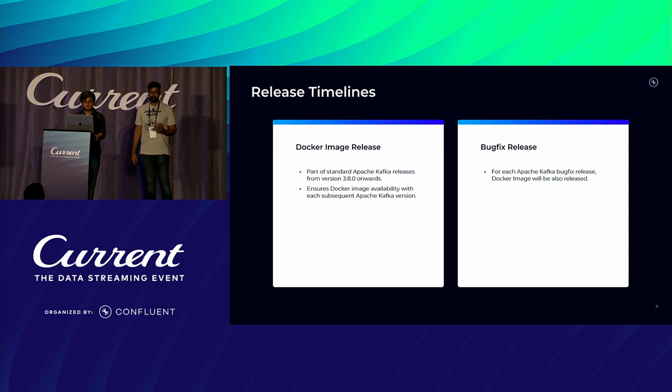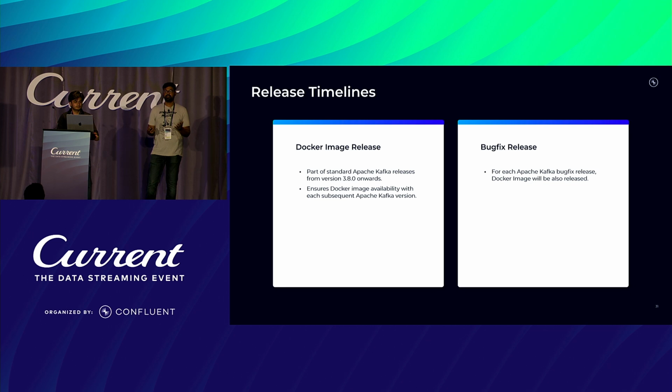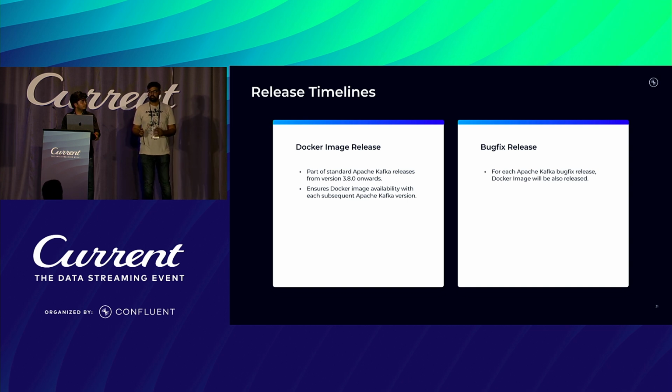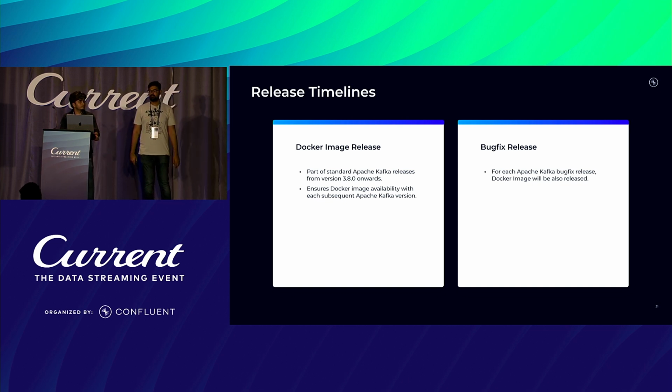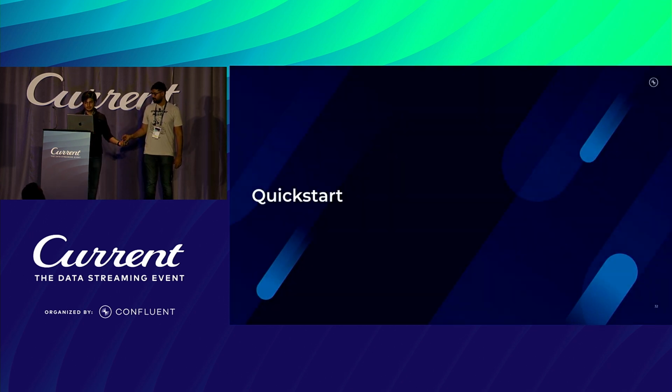Moving on to the release timelines, the Apache Kafka native image is going to be part of the standard Apache Kafka release. That means from every release, from the 3.8.0 version onwards, Apache Kafka will contain the Apache Kafka native Docker image as one of its artifacts. This is going to ensure that this Docker image will be available in future versions. Similarly, every bug fix release version beyond 3.8.0 will contain the Apache Kafka native Docker image.